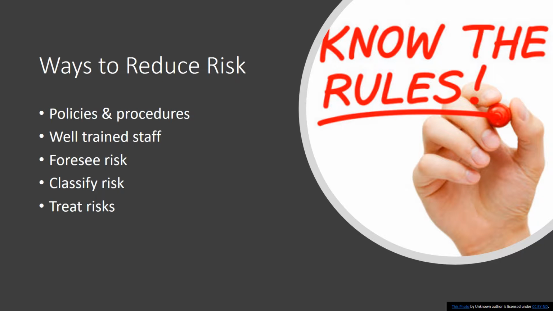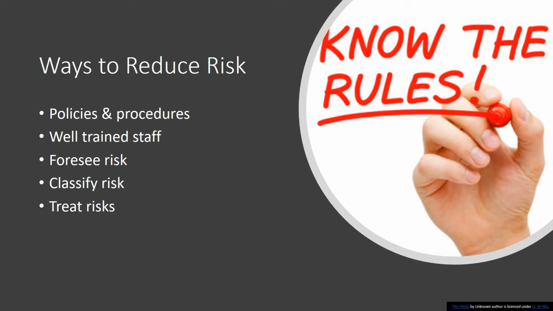There are several ways to reduce risk. The first is establishing policies and procedures that your staff know how to follow, including emergency action plans. You want to train your staff in these policies so that they know the rules, so that they can also figure out how to manage the risks in front of them. You want to try to foresee risks happening. So again, that goes back to the develop, implement, and manage the risk, that process.